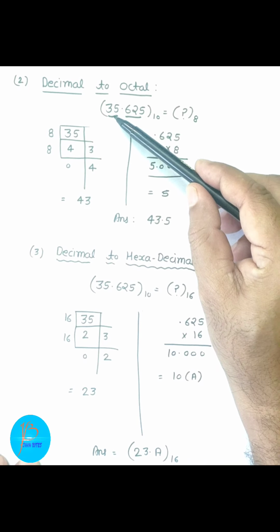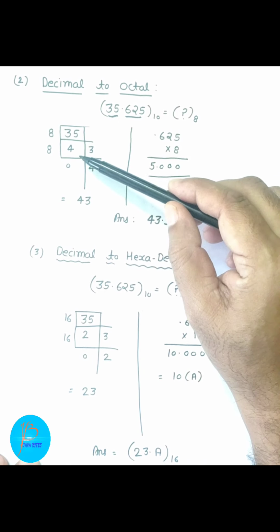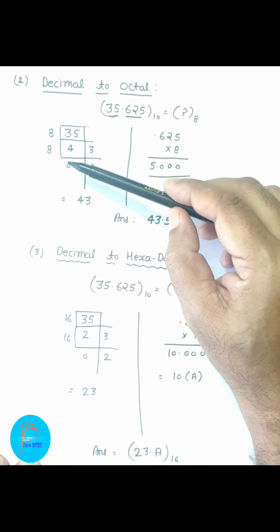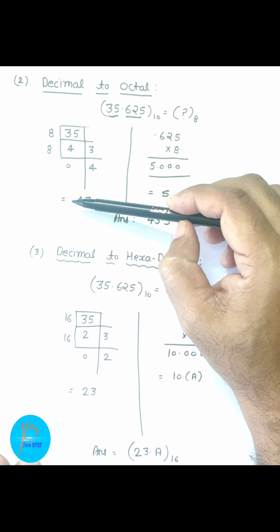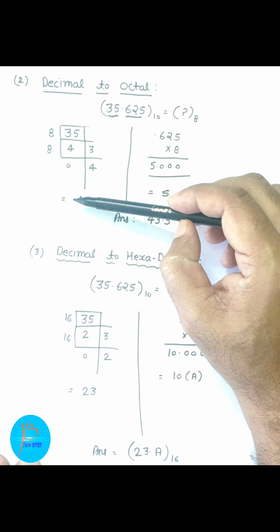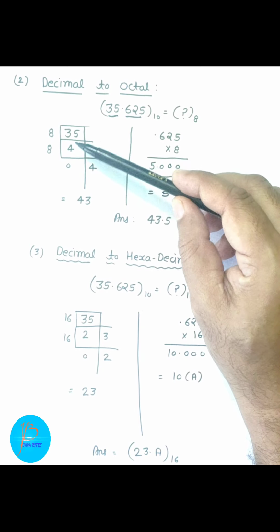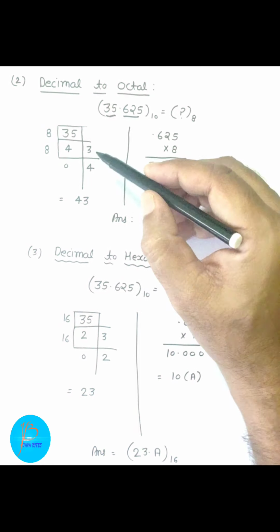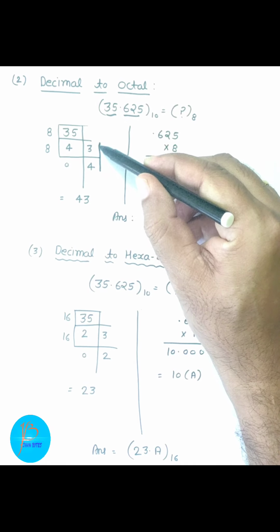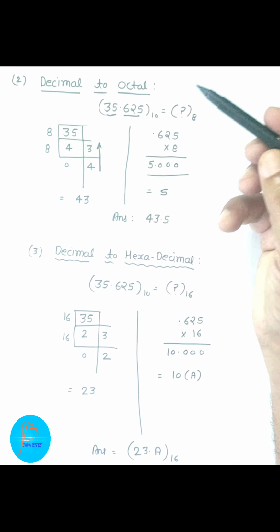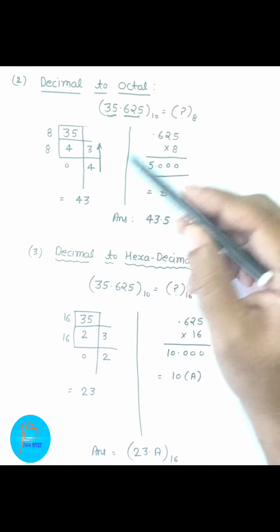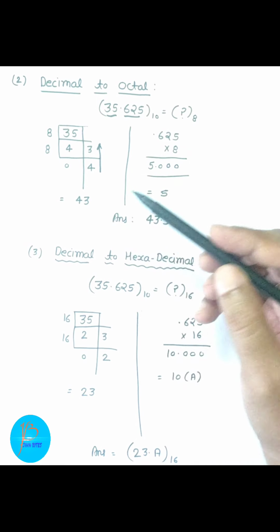You know how to convert the integer 35 into its octal equivalent. You will start dividing the number by 8. Why? Because the base to which you are going to convert is 8. So you will divide 35 by 8, and your answer will appear as 43. From bottom to top you copy down the remainders, and the integer part appears as 43.